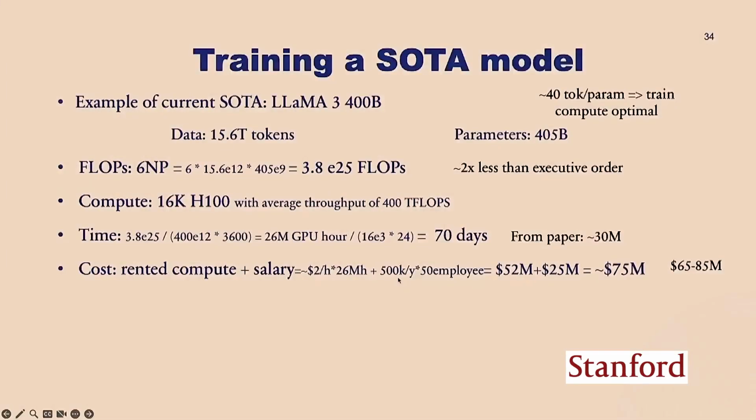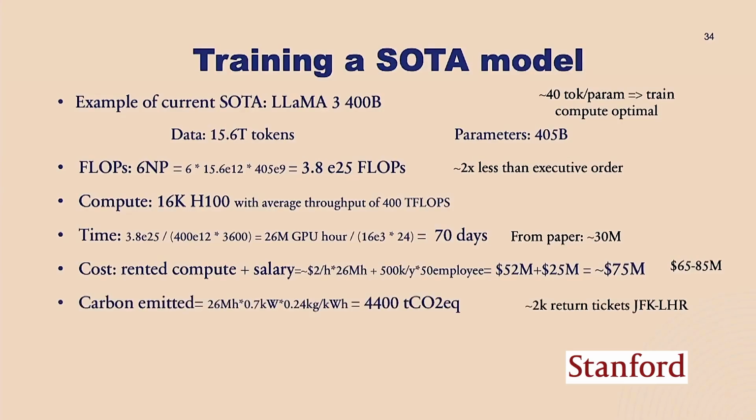Now salary: I said 50 employees, 500K per year. It's probably the right ballpark. That's 25 million. So if you put it all together, it's around $75 million for training this Llama model. I'm probably off by like 10 million, but that's the right ballpark.